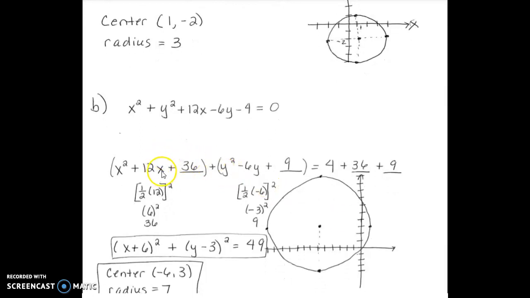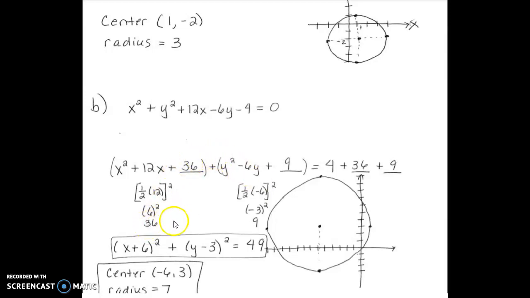So once you've added those numbers, this trinomial should factor into a perfect square. X squared plus 12x plus 36, the factored form is x plus 6 squared. Basically, it's x plus 6 times x plus 6. The y trinomial, y squared minus 6y plus 9, also factors as a perfect square, y minus 3 squared, because it would be y minus 3 times y minus 3 in factored form.